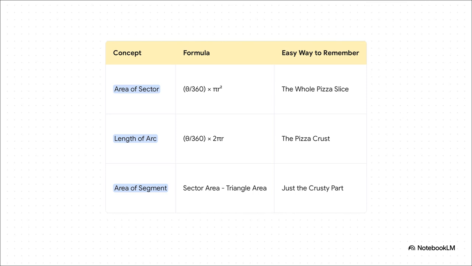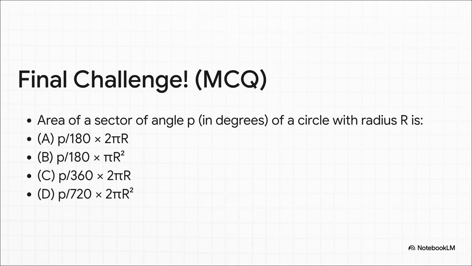The area of a sector, the length of an arc, and the area of a segment, along with their formulas and our little pizza trick to remember them. This is your secret weapon for this chapter. Keep it safe. But before you go, one last little challenge for your brain.